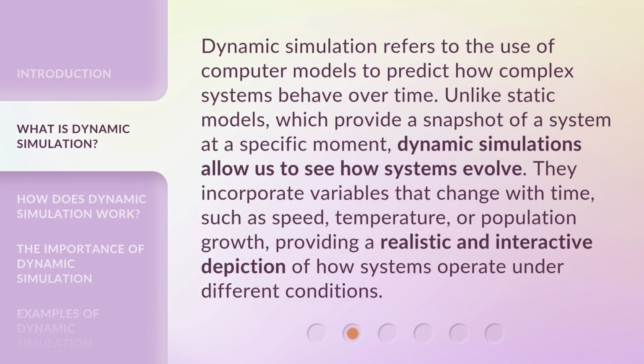Dynamic simulation refers to the use of computer models to predict how complex systems behave over time. Unlike static models, which provide a snapshot of a system at a specific moment, dynamic simulations allow us to see how systems evolve. They incorporate variables that change with time, such as speed, temperature, or population growth, providing a realistic and interactive depiction of how systems operate under different conditions.